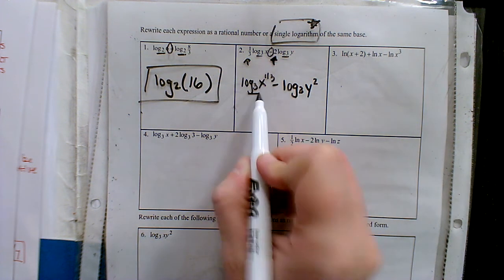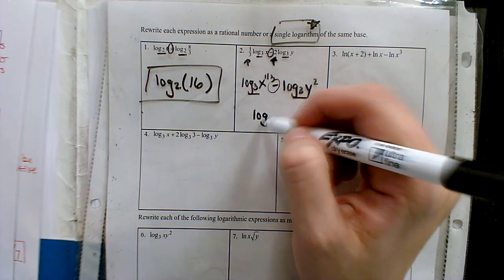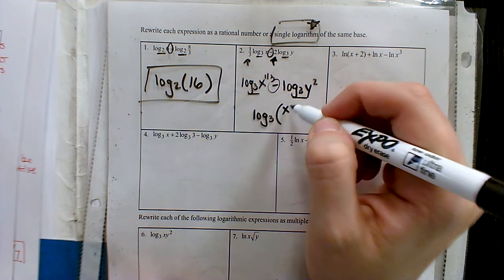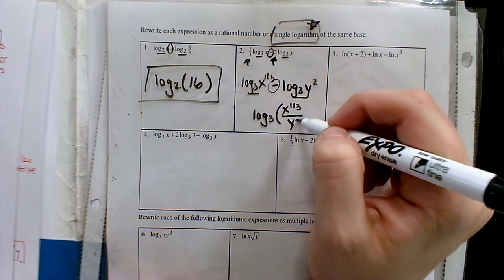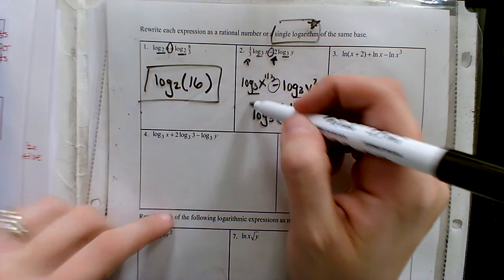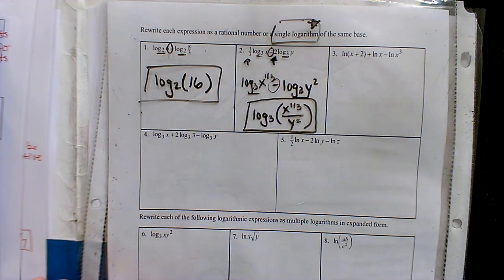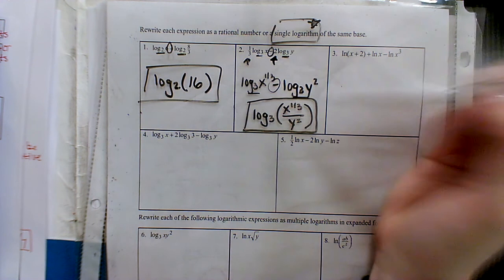I have 2 logs with the same base, and they're being subtracted. Good, Erica? All right, there's our new argument. So x to the 1/3 divided by y squared. So if you're subtracting the logs, we can divide the arguments. Again, just like these exponential properties, addition and multiplication are linked, and then division and subtraction are linked. So if we're subtracting logs, we can divide the arguments.